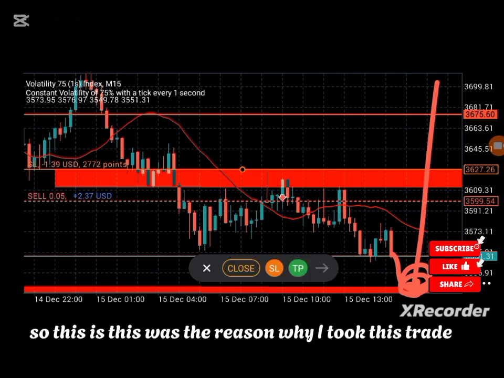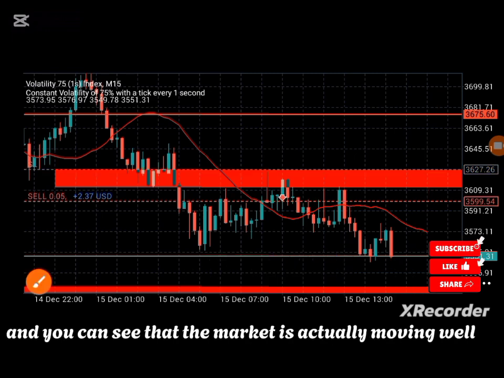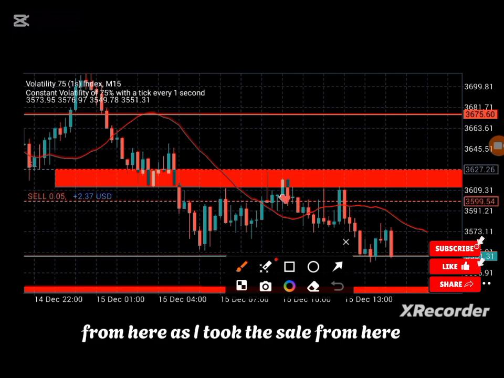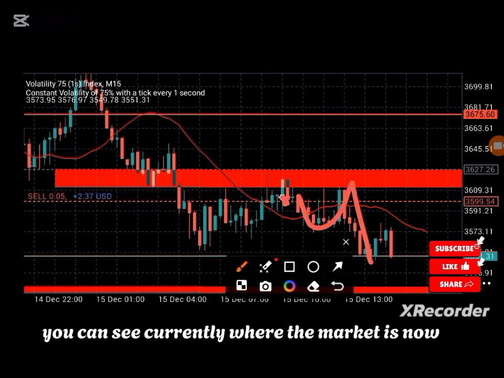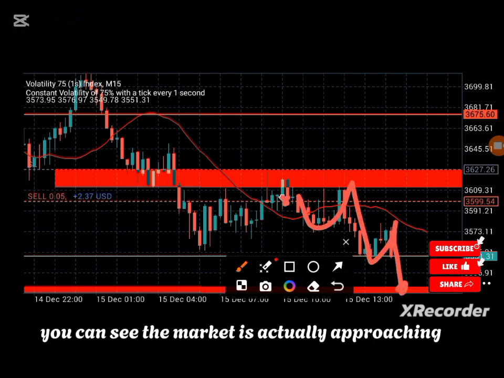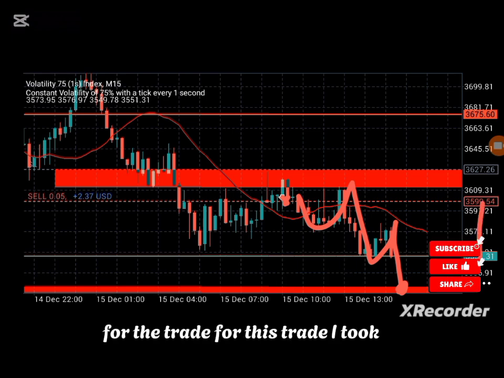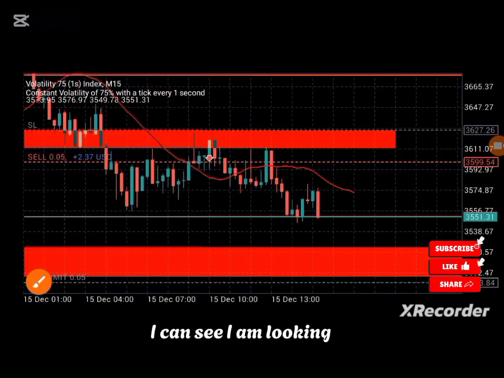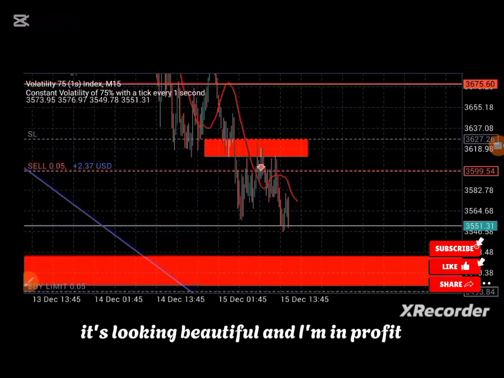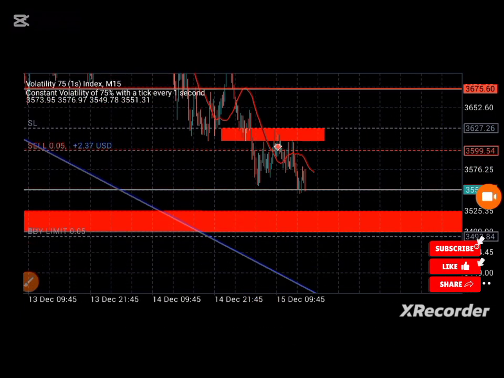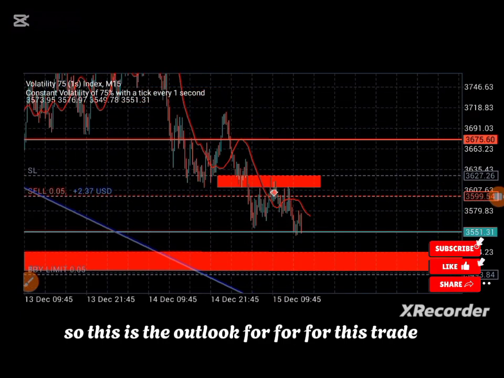So this was the reason why I took this trade, and you can see the market is moving well from here. As I took the sell from here, you can see where the market is now. The market is approaching the support zone. This is my outlook for this trade I took. It's looking beautiful, and I'm in very good profit. So this is the outlook for this trade.